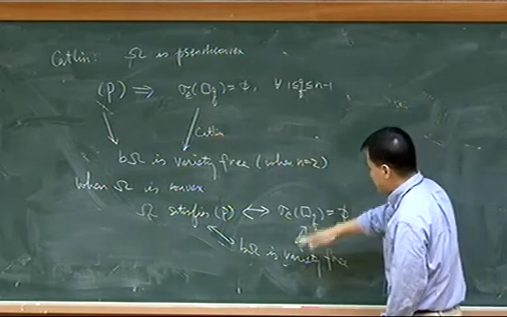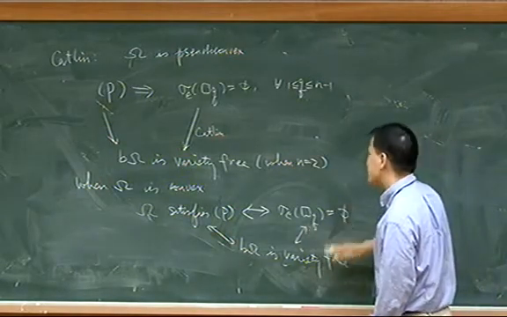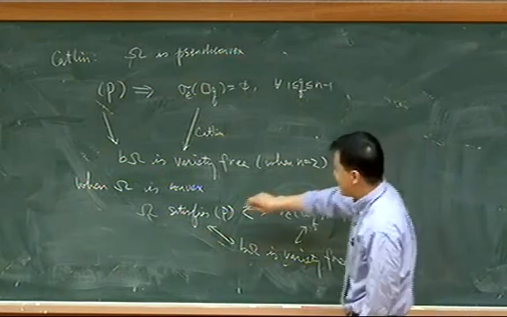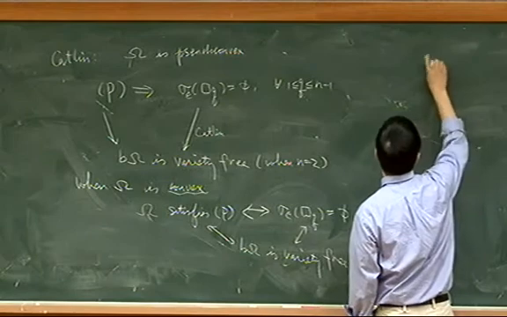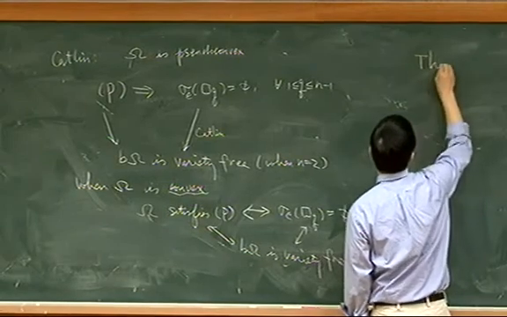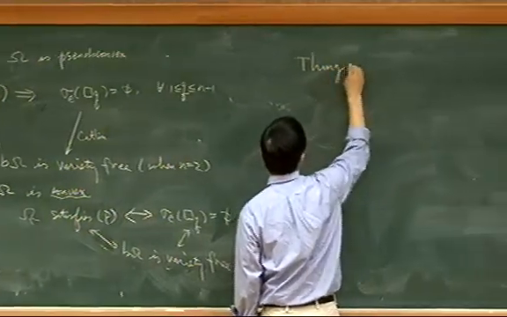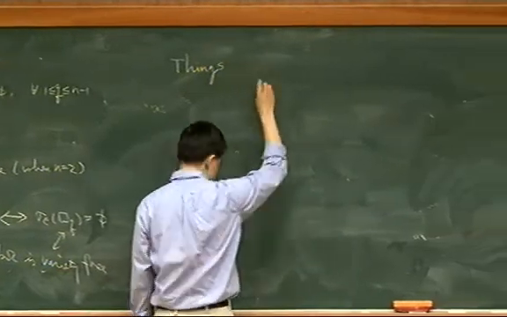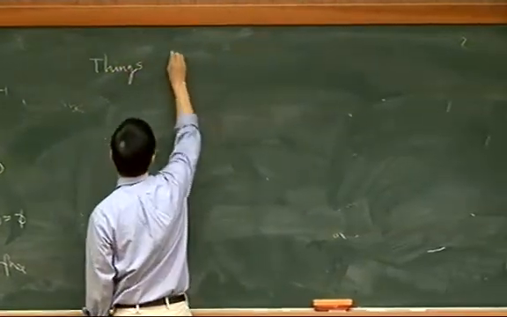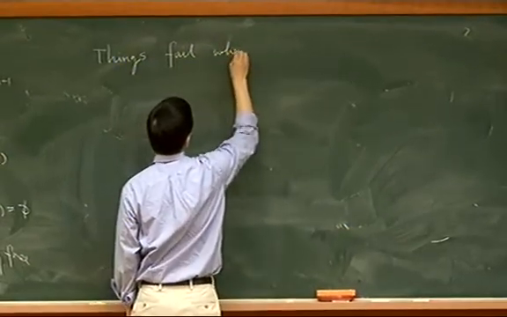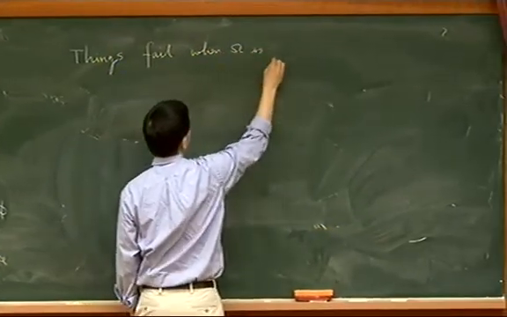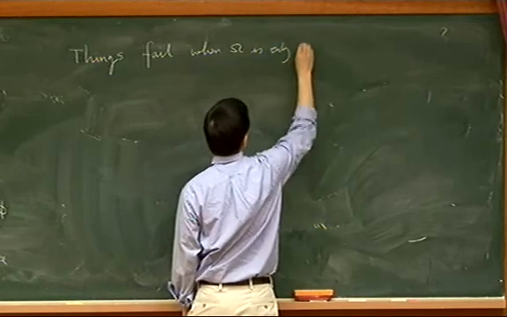Unfortunately, this kind of clean characterization would not hold when omega is only pseudoconvex. So things fail when omega is only pseudoconvex.